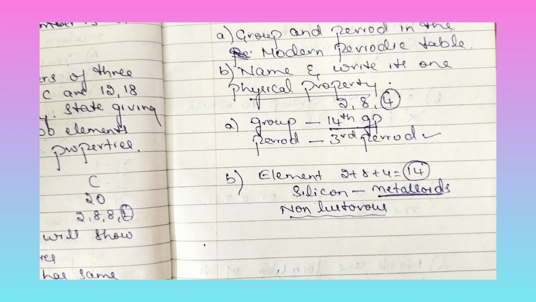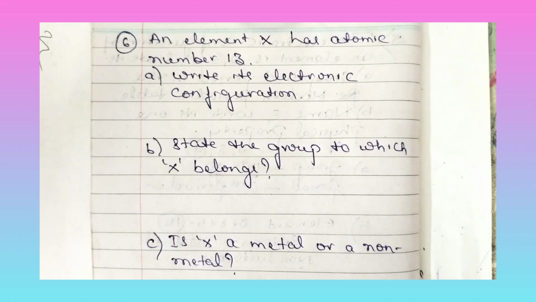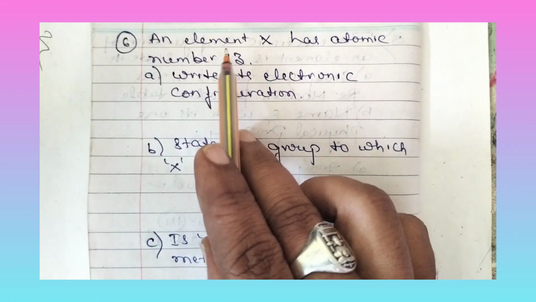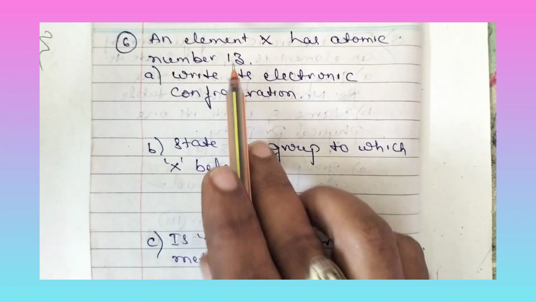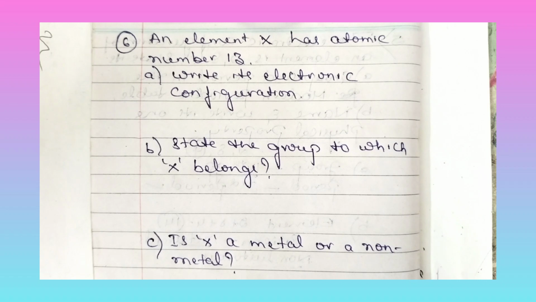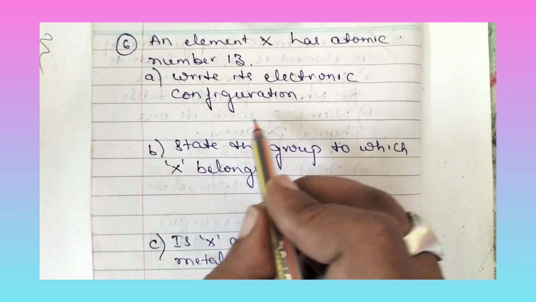Now let us move to the last question, that is question number 6. An element X has atomic number 13. So one of the elements is there, its name is X and the atomic number of that element is 13. Now what we have to write: the first question is, write its electronic configuration.